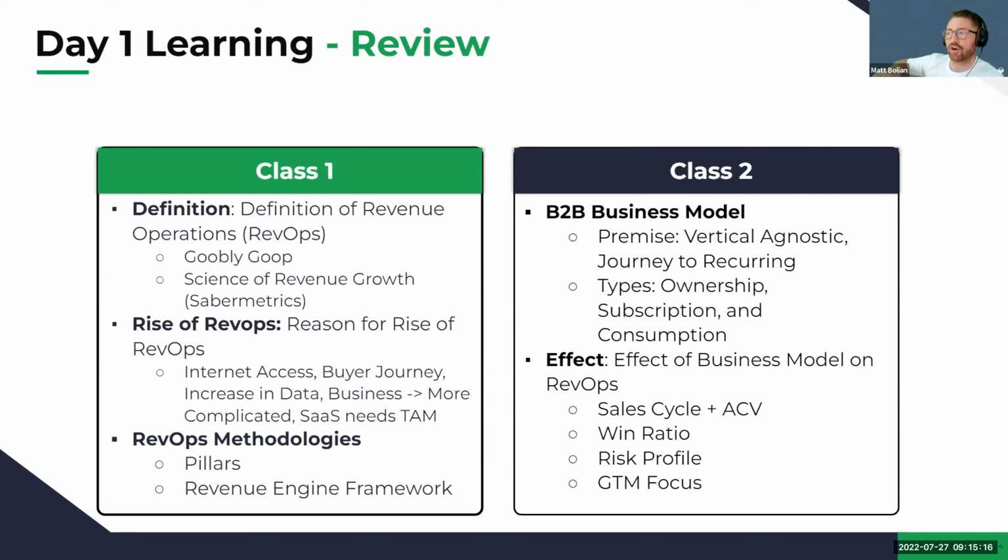Class 2, we started the B2B business model. The premise being we're vertical agnostic. Rather, it's about the journey to recurring revenue, whether you are in the ownership model, subscription model, all the way to a consumption model. And that based on that model, you have effects in your business that have profound effects. That it will change how you do your sales cycle and your average contract value, your win ratio, your risk profile, how quickly you can become profitable as a business.